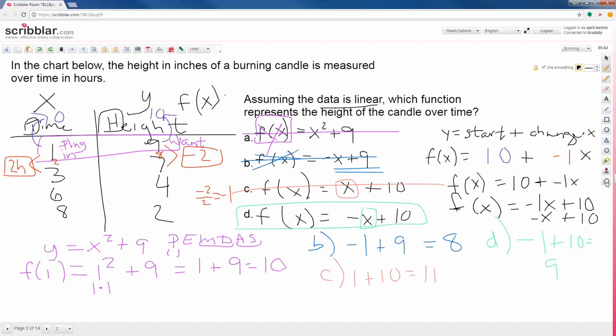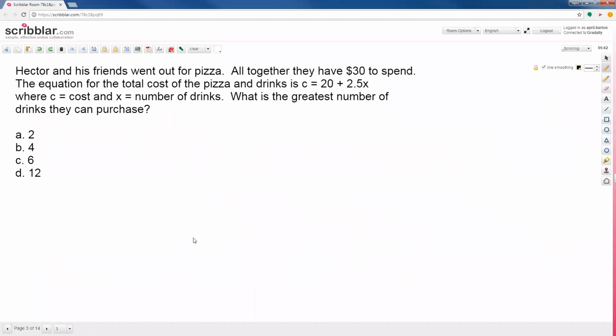So 2 ways again, we solved it 2 different ways, but you get to the same place. So option 1 was try your answer choices. Option 2 is, if you remember this linear equation of y equals the starting amount plus the change times x, you can find the actual equation that way. So one more algebra problem, and then we're going to move on to some geometry.